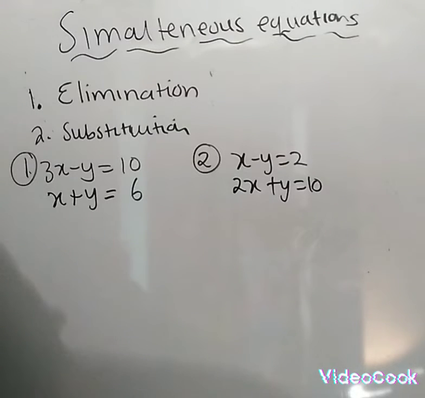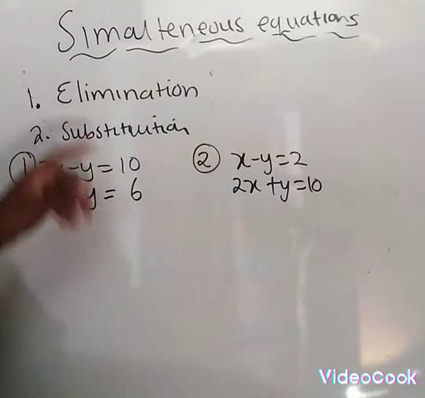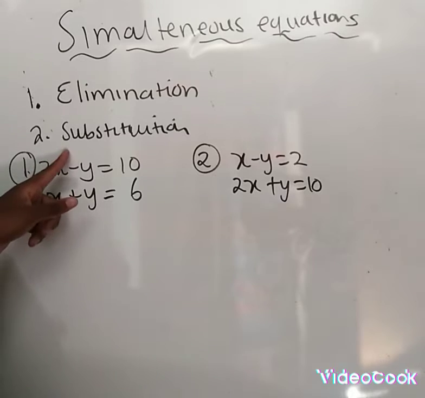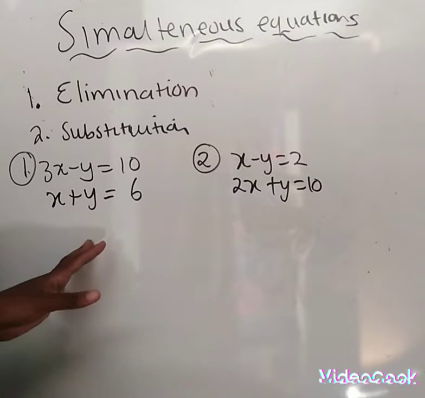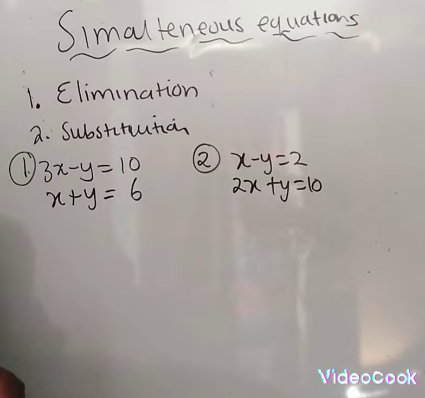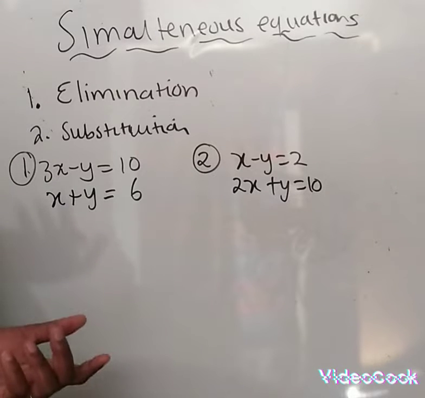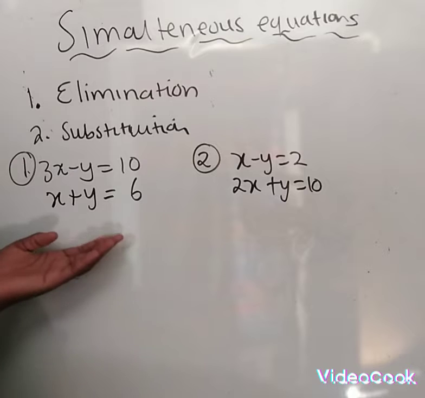Today we are looking at simultaneous equations. They are very easy. There are two ways of simplifying them. We have got the elimination method and the substitution method. I'm going to explain using examples so that you guys can see how we eliminate and also how we substitute to simplify this.